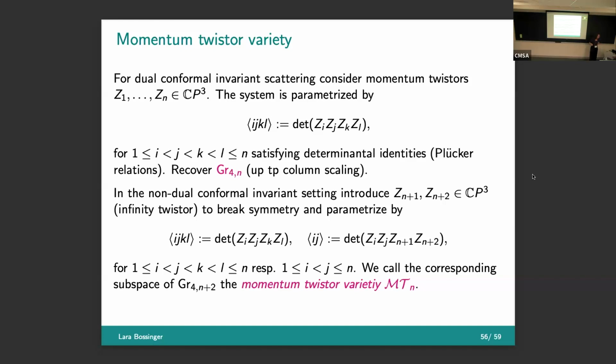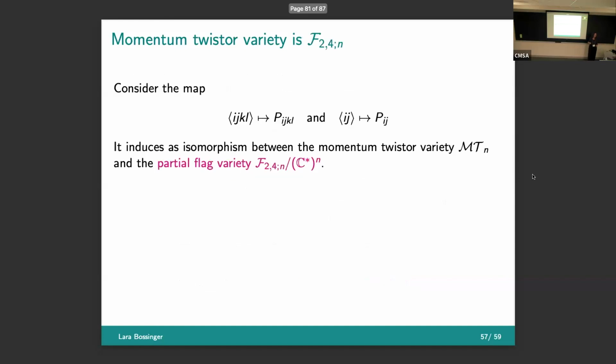And the space I get, I can consider it inside of the Grassmannian Gr(4,n+2), again quotient by the torus (C*)^(n+2). This is called the momentum twistor variety. Okay, great. So at this point, you might already guess how it's related to partial flag varieties. Here's a map. These 4 angle brackets, these minors of a matrix, we identify on the nose with the Plücker coordinates of index set cardinality 4. And the 2 angle brackets, we identify with Plücker coordinates of cardinality 2. And this map, in fact, induces an isomorphism between the momentum twistor variety and the quotient of a partial flag variety.